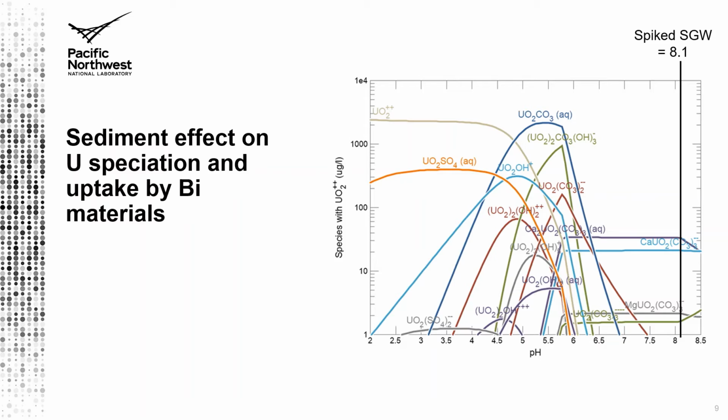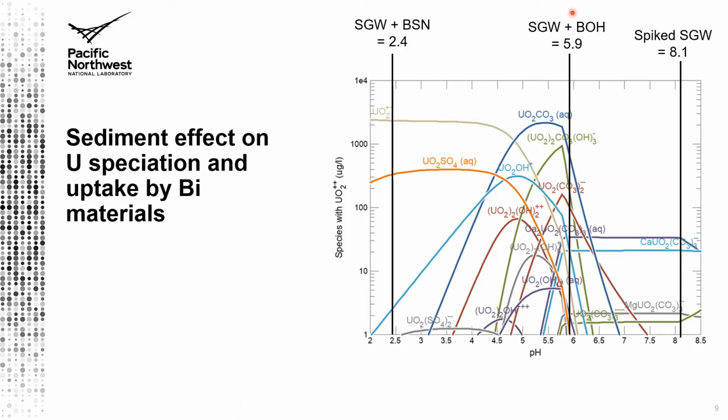This figure shows the expected speciation of uranium in the 200 West synthetic groundwater. We did not include the sediment in the modeling, but wanted to use a simplified model to demonstrate the complex nature of the uranium speciation over a range of pH values, because these are all pH values that we can see in these different systems. The pH is shown along the x-axis and the concentration in micrograms per liter on the y-axis in log scale. This initial black line is showing the synthetic groundwater containing the contaminants with no bismuth materials and no sediment.